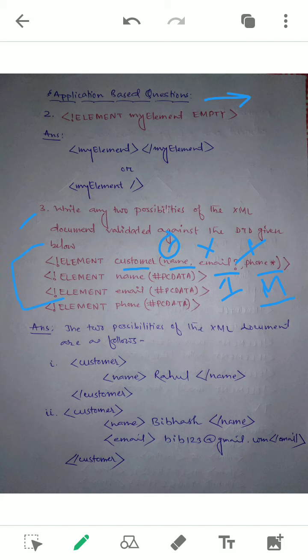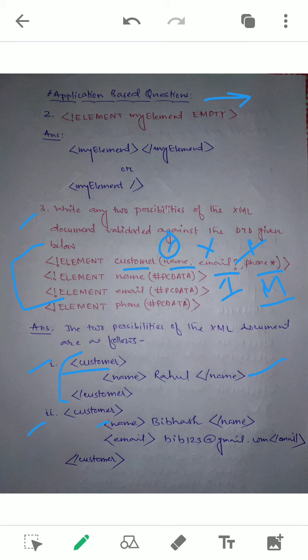So according to this DTD, we are asked to write 2 possible XML documents. Here, customer is the root, so this is the customer. Name has no sign, so it must come; I have written it. Email and phone have question mark and star, so we can omit them. So this is simple. The first possible XML is this one. And next, another possible XML.